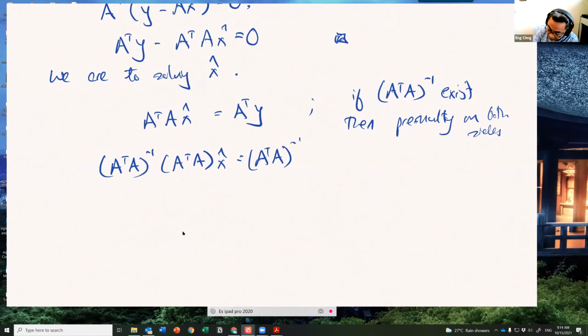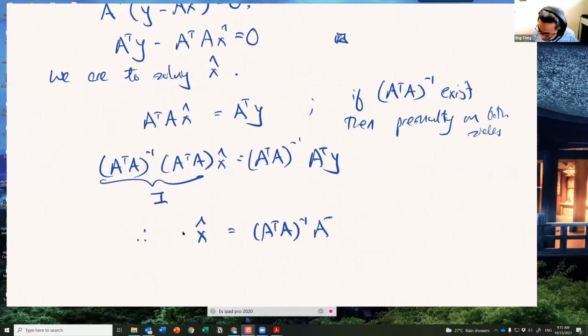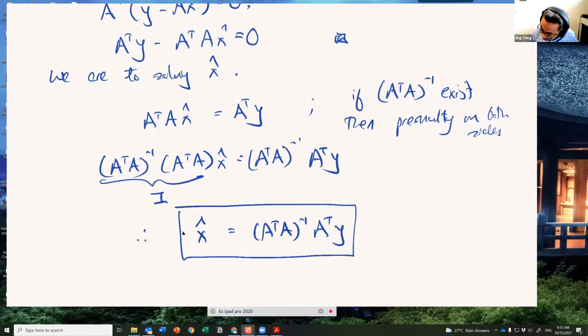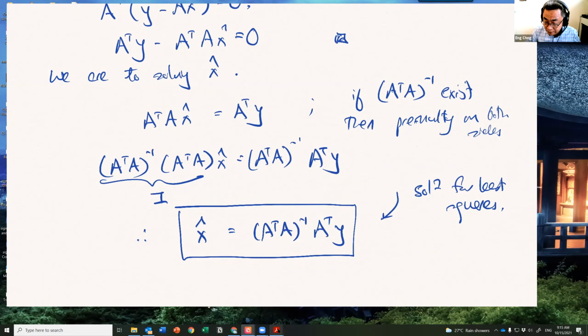A transpose y. This becomes the identity, therefore x hat equals A transpose A inverse A transpose y. So this is the famous equation, the solution for least squares. So Oliver, you asked how to solve for x hat. This is the equation to solve for x hat.